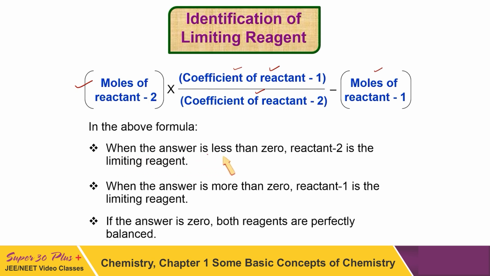When the answer is less than 0, which means negative, reactant 2 is limiting. When the answer is more than 0, which means positive, reactant 1 is the limiting reagent. And if in case the answer is 0, which is also a possible outcome, it means both the reagents are perfectly balanced and no one is limiting, meaning both the reactants will be consumed simultaneously in this reaction. So this is how we find out the limiting reagent, students.